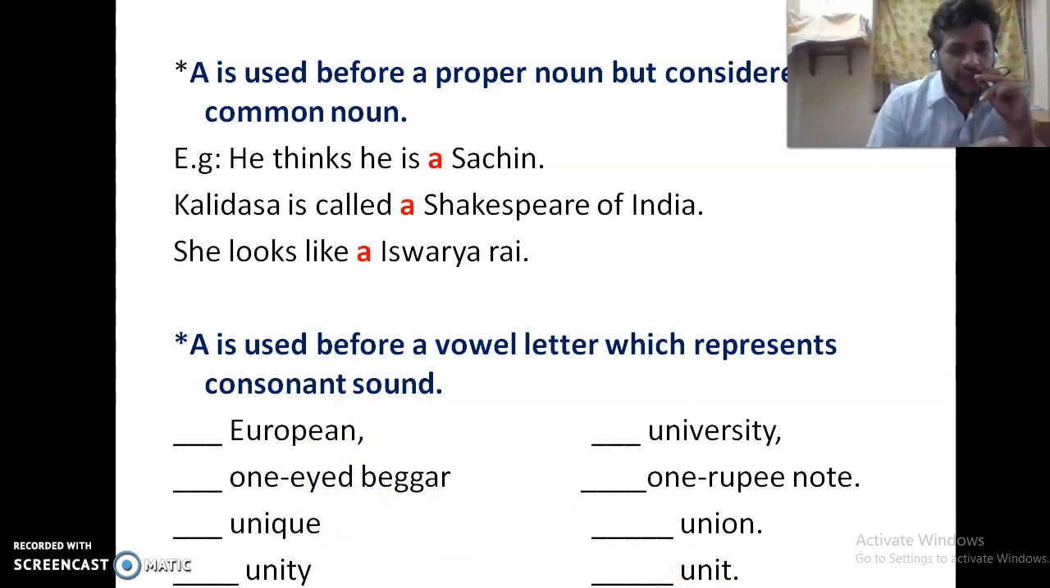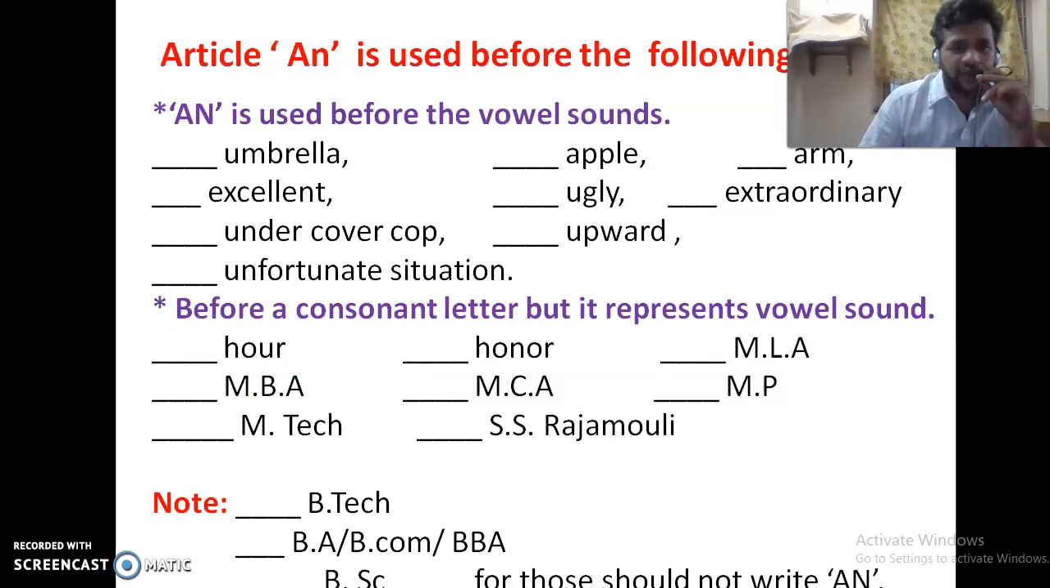Okay. So give a break and think. Then you can fill the blanks with an appropriate article A or AN. But the right answer is that article A is the only right one to use with all these words. Okay. Next, article an is used in the following different cases.